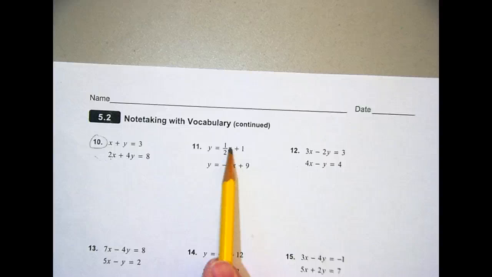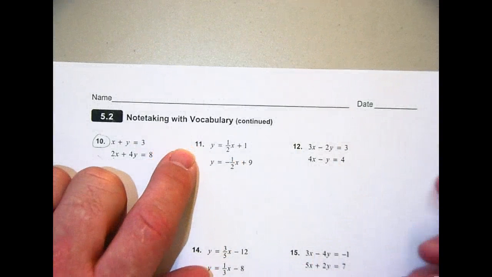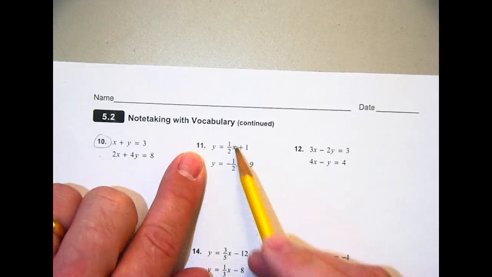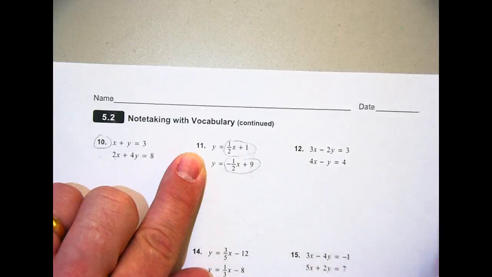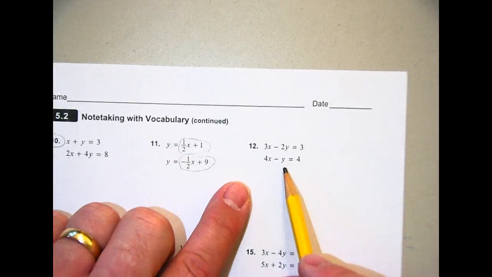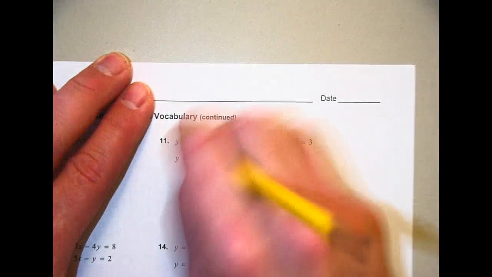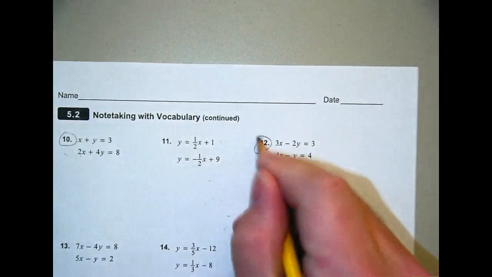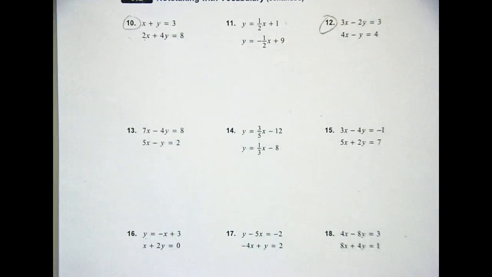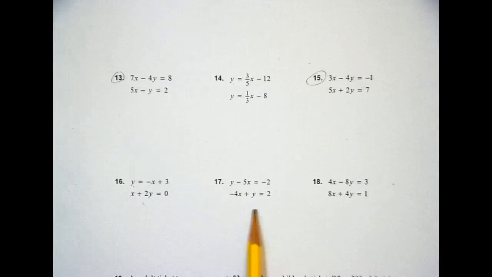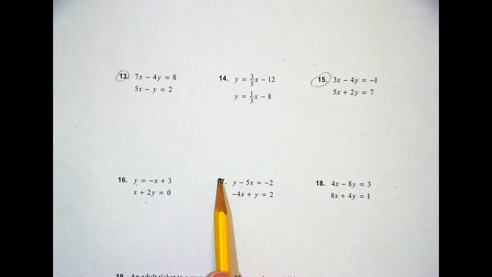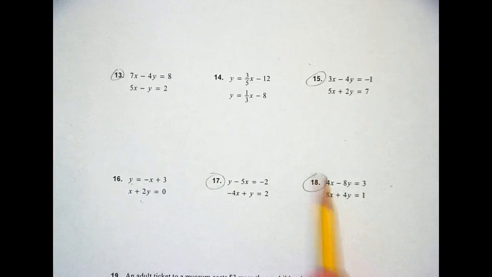This is kind of like the other ones we have at the bottom of the first page. Anytime you have y equals and y equals, you just say this part equals that part and solve it like that. How about 12? Nope, you don't have a y equals or an x equals. How about 13? Nope. 14? Yeah. 15? 16? Yep. 17? Nope. 18? Nope. So all these that we've circled here, we have to get x or y by itself.